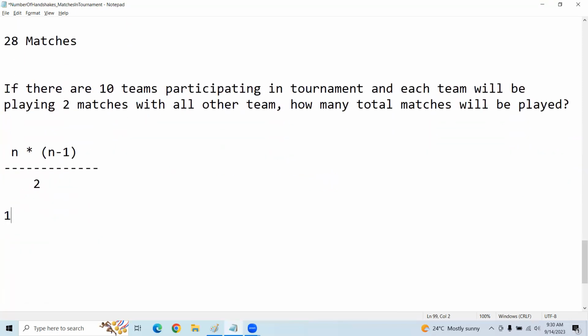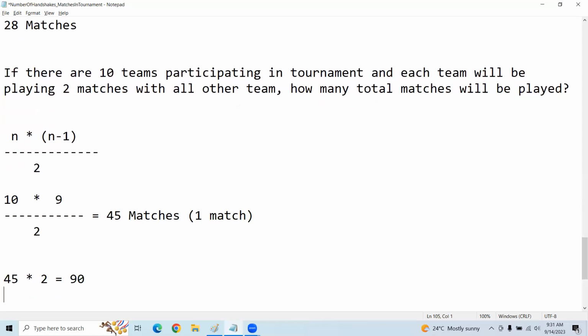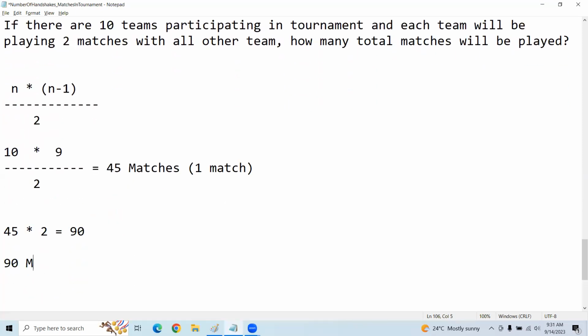So what is the value of n? N is 10. 10 teams are there. N minus 1 is 9. 10 into 9 is 90. Divide by 2, so you will get 45. 45 matches will be done when there is only one match. But now they are saying that they are playing 2 matches with each other. So if they are playing 2 matches, you just have to double your answer. 45 into 2, that is 90. So a total of 90 matches will be played in the tournament.